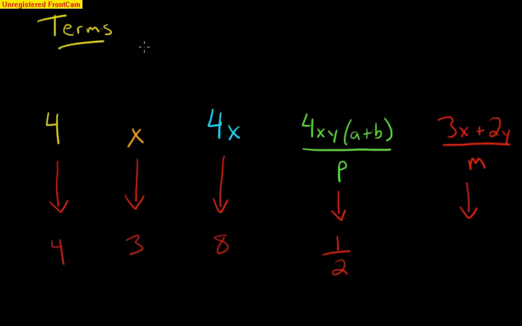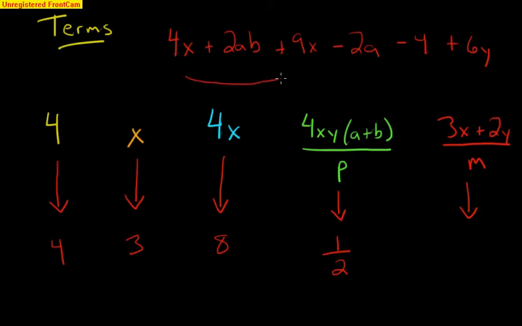So if we had a long expression, this is what we're going to run into tomorrow. So if we had 4x plus 2ab plus 9x minus 2a minus 4 plus 6y. So here's this big long expression. And you might say, well, technically can't all of these, if we were given all of these values, couldn't we then simplify it to one big value? There could be an answer to this, in other words. And although that's true, that's not really the way we define terms.